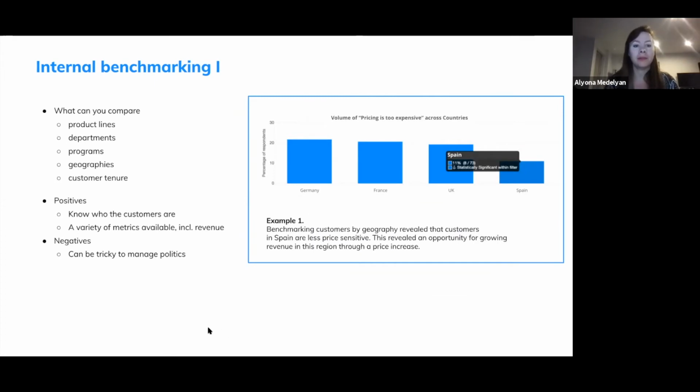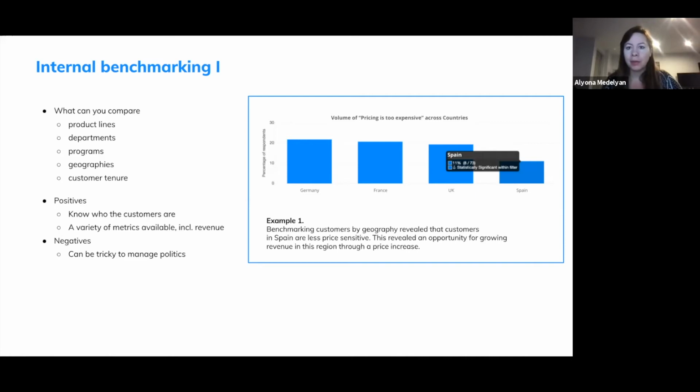differently based on that. But the negatives are, once you start comparing things internally, of course, there might be some politics. People might not be agreeing with things. Basically, you need to make sure that everybody's aligned on why we are doing this.